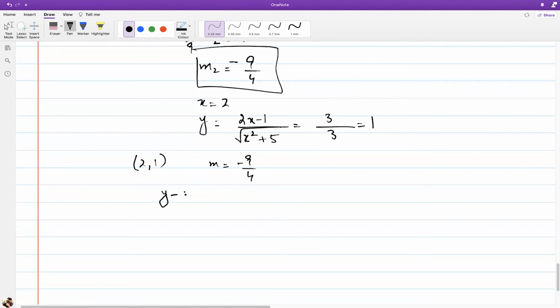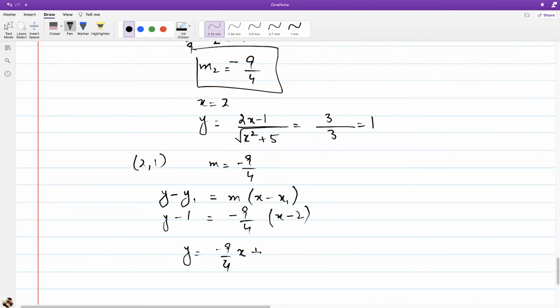y minus y1 equals m (x minus x1). लाइन की इक्वेशन निकालनी थी, कोई मसला ही नहीं है. ये लें. We have found the equation.